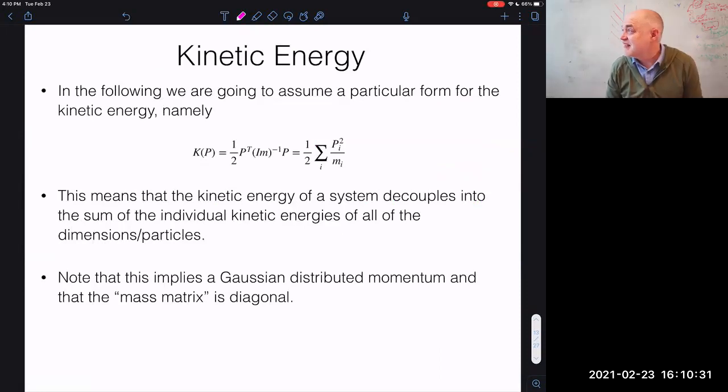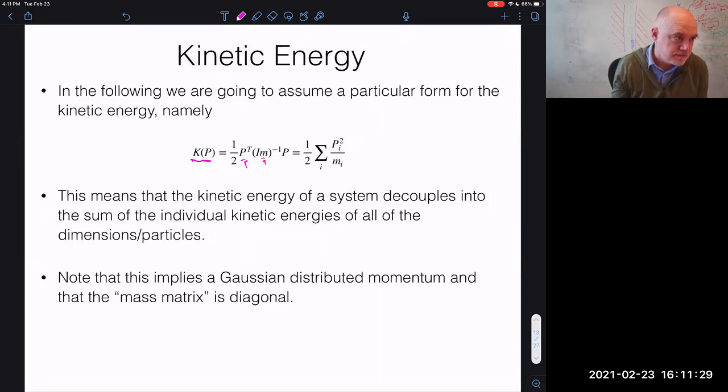So in addition to all the stuff we've gone through so far, we're going to assume a particular form for the kinetic energy. There are these auxiliary variables p, and we're going to say that K of p has a quadratic form. If you assume that m here is a vector, then you can rewrite this quadratic form as just the sum across the diagonal of a bunch of independent Gaussians. This is basically the unnormalized form of a bunch of independent Gaussians.